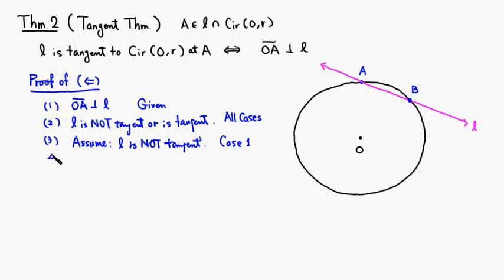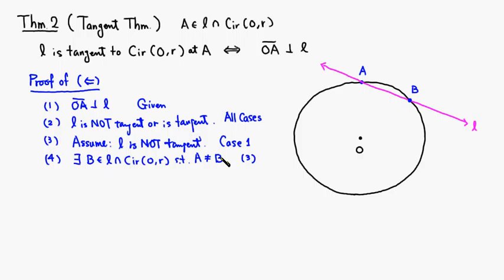So 4. We know that there exists another point B on the line and circle. So say circle centered at O, radius R, such that B is different from A. So this just comes from 3.